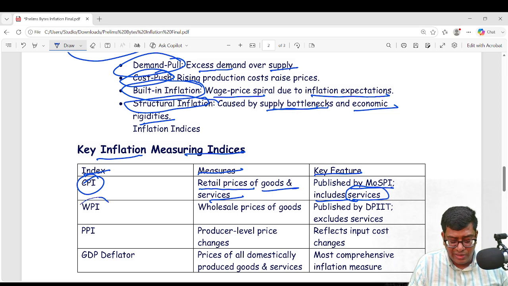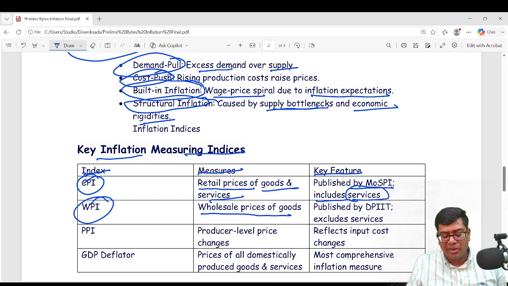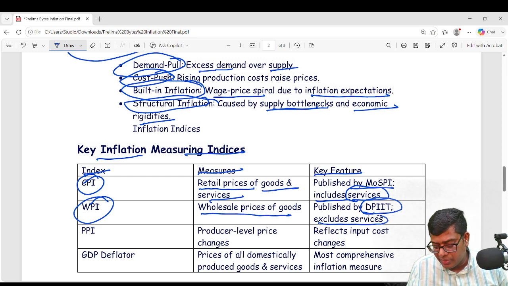Now the second index is the wholesale price index. The wholesale price index measures the price of goods at the wholesale level. And who publishes it? It is published by DPIIT, the Department for Promotion of Industry and Internal Trade. And this wholesale price index excludes services.